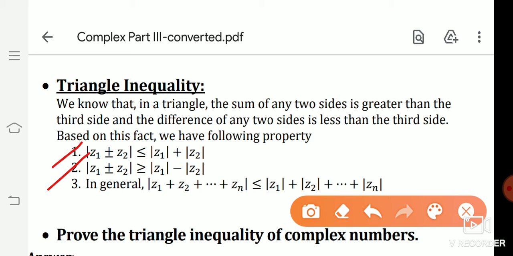That means the same triangular formula: the sum of any two sides is always greater than the third side, and the difference of any two sides is always less than the third side. In general, if we have z1, z2, up to zn, n complex numbers, then mod of z1 plus z2 plus dot dot dot plus zn is always less than or equal to mod of z1 plus mod of z2 plus dot dot dot plus mod of zn.